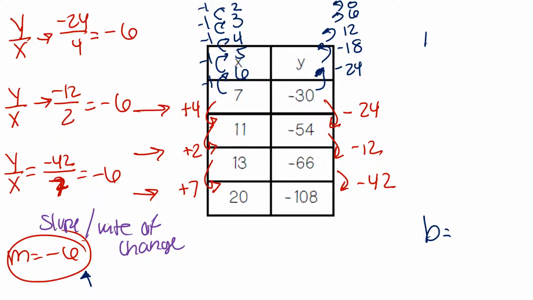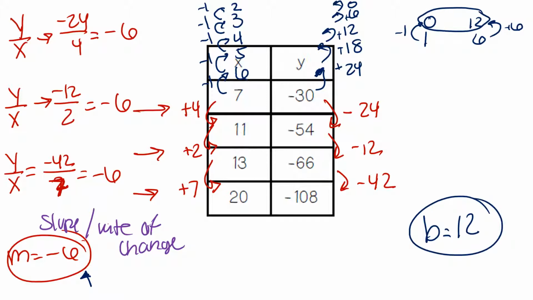Going back 1 again puts us at a positive 6. Going backwards a last time of 1 is going to put us at 0. And so going back 6 again is going to put us at 12. We are going all the way to 0 and 12. Our b value, our initial value, also called the y-intercept, is 12.